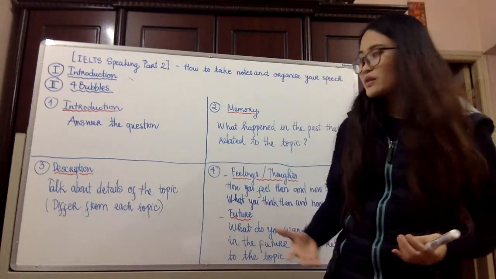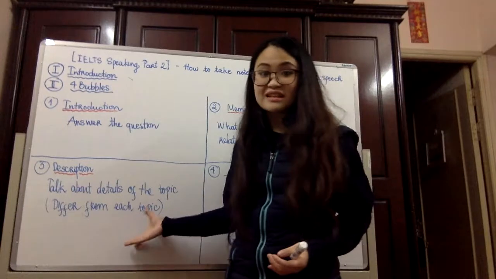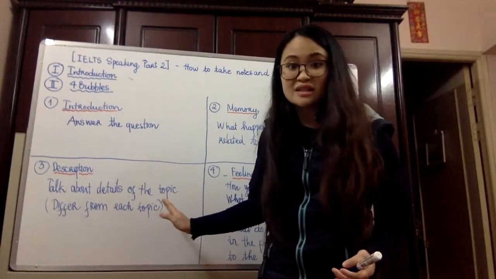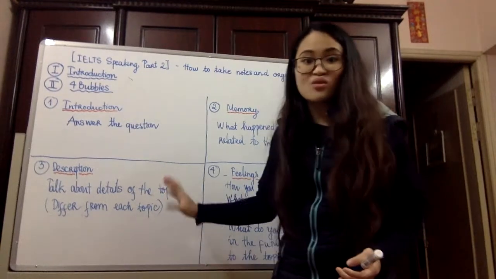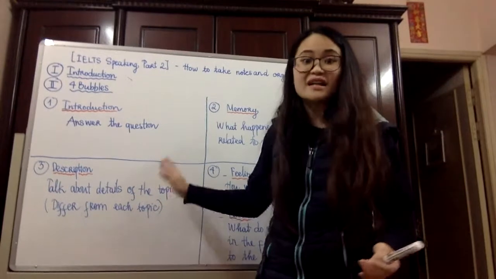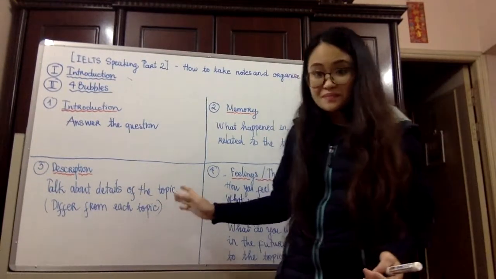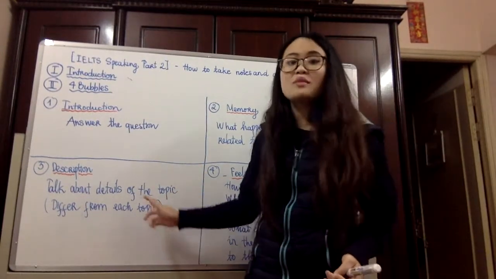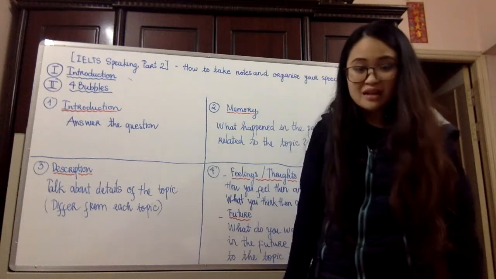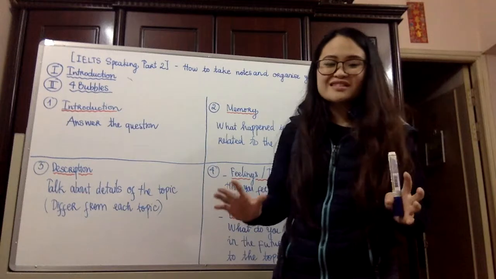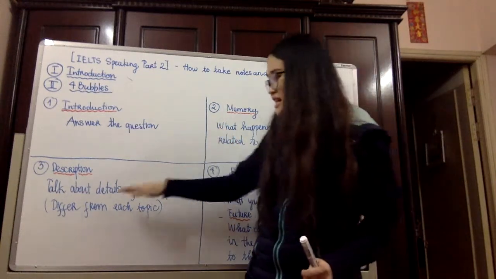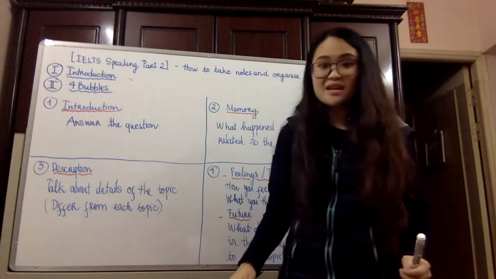In the next part, description, you really describe the book or the topic or anything that is asked. Here you may want to talk about the details of the topic. Do not just give general information anymore, give something specific.